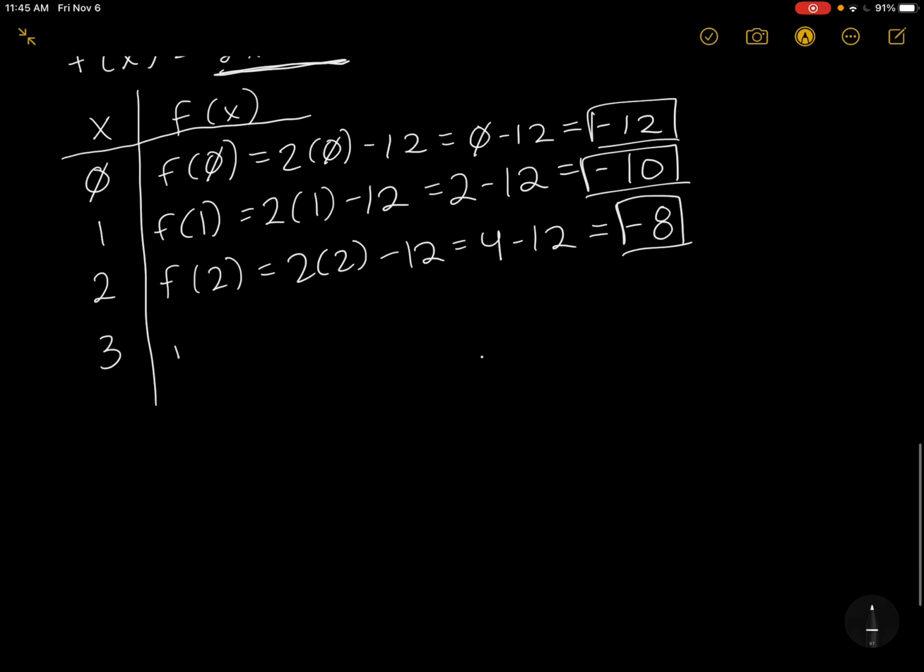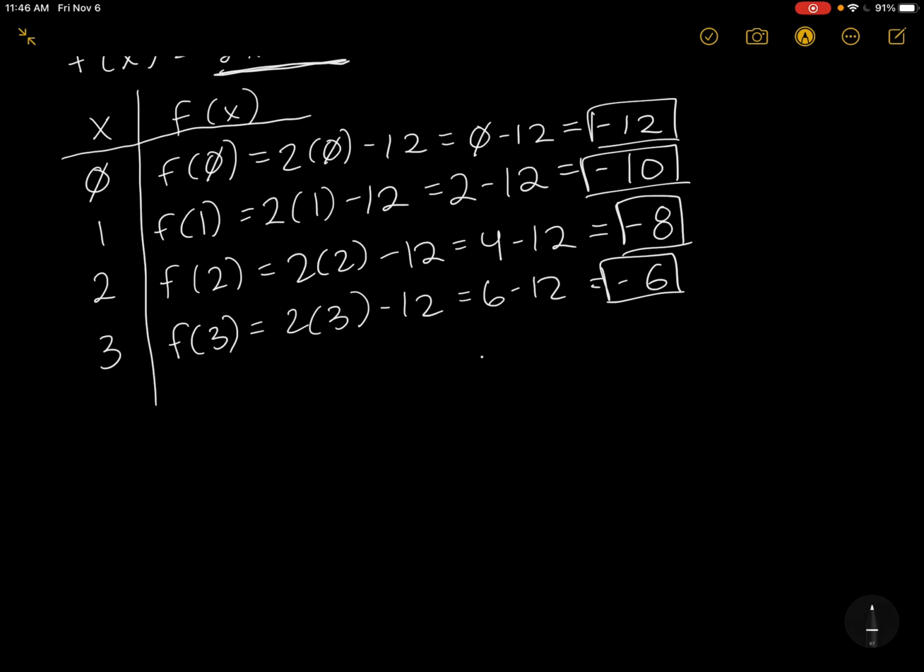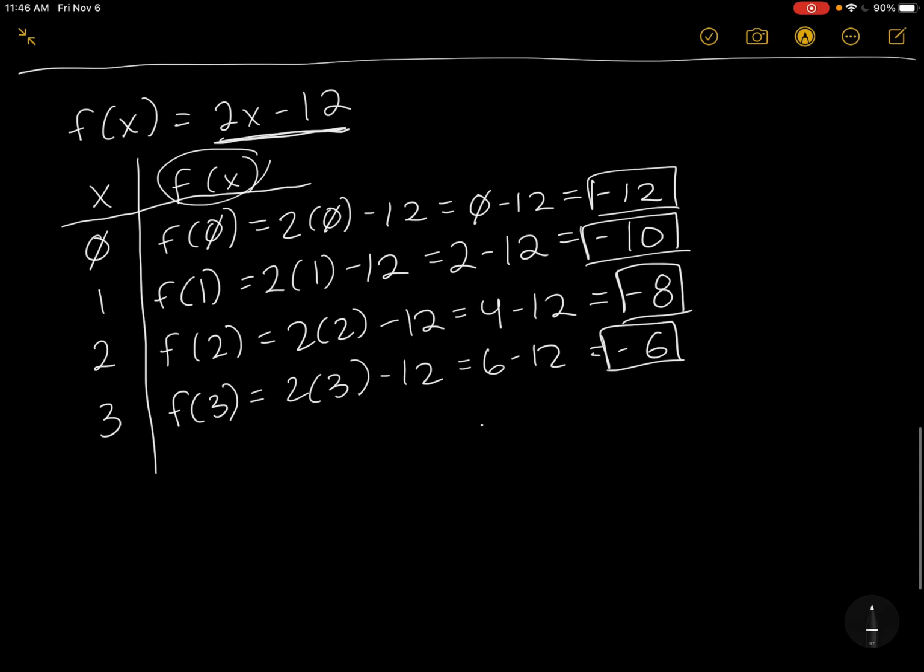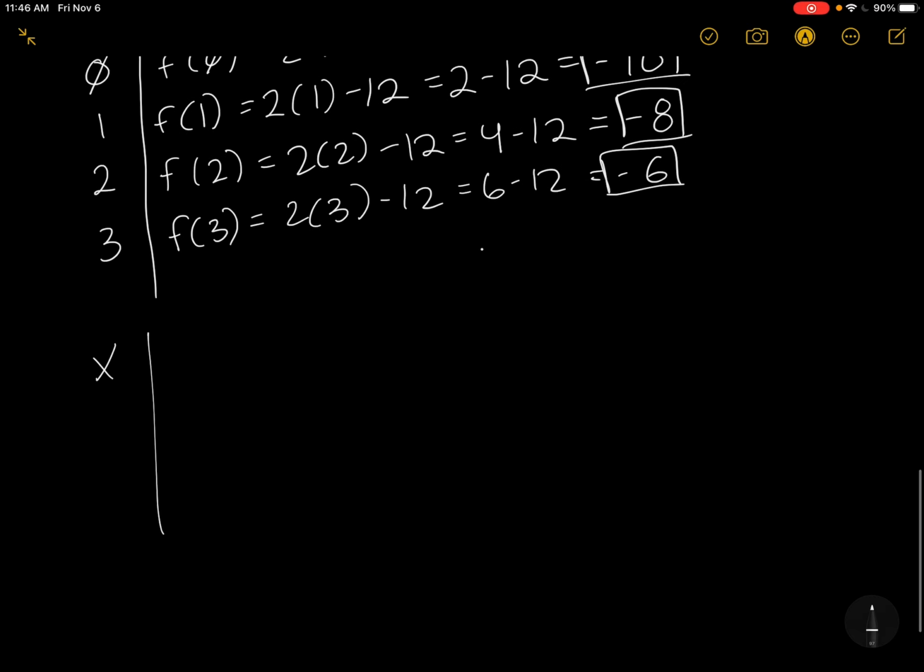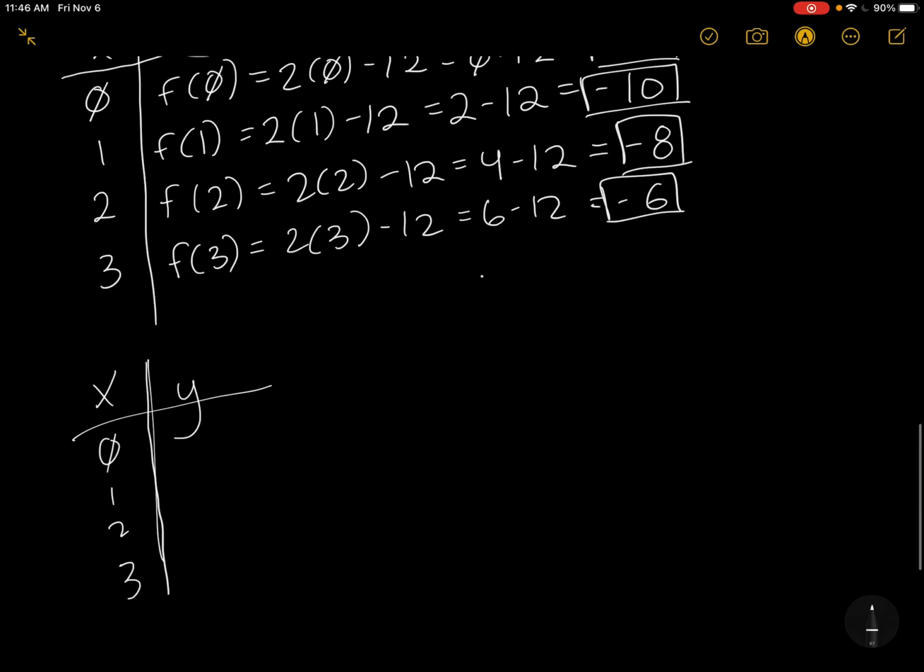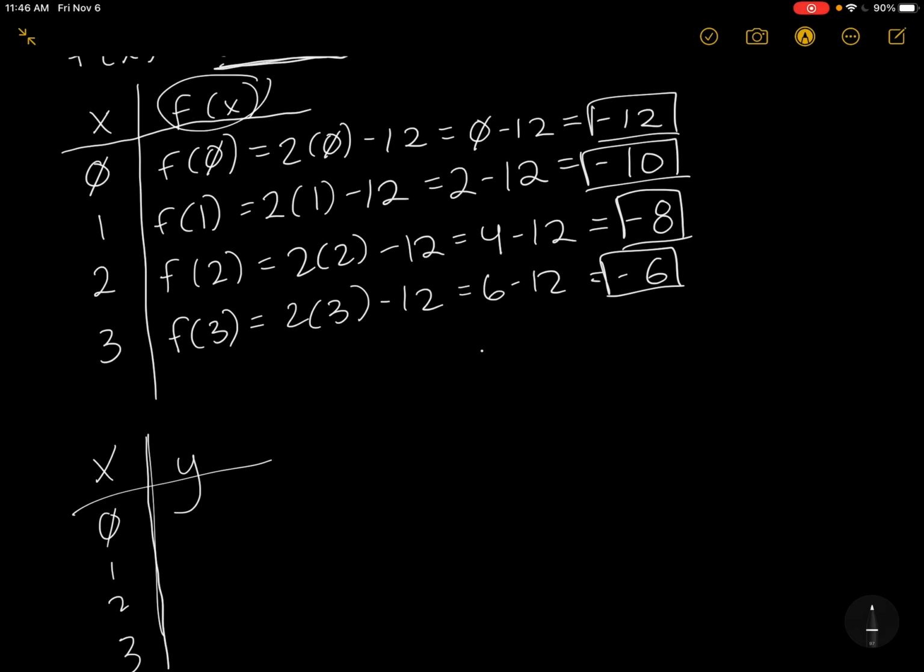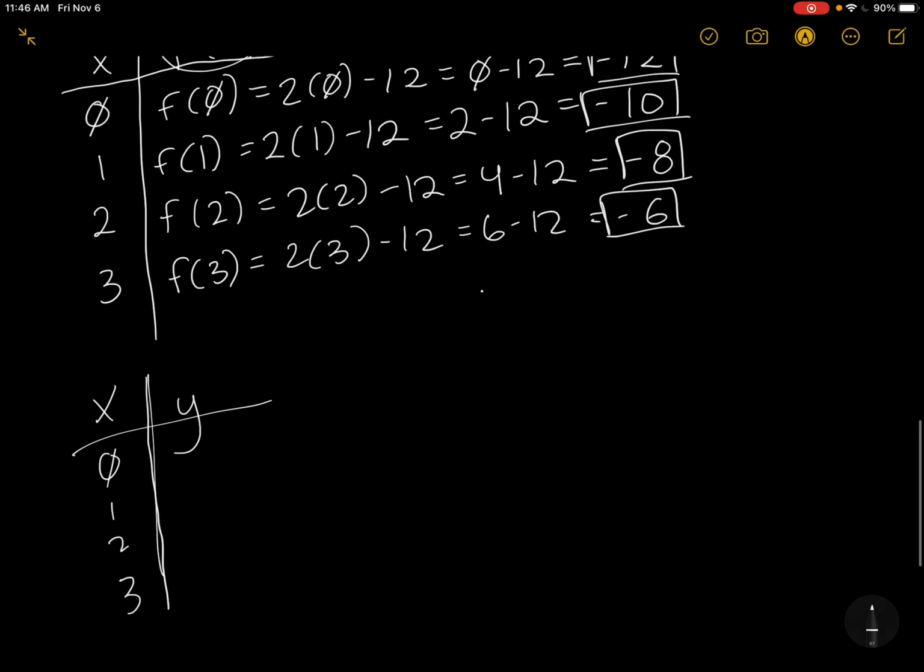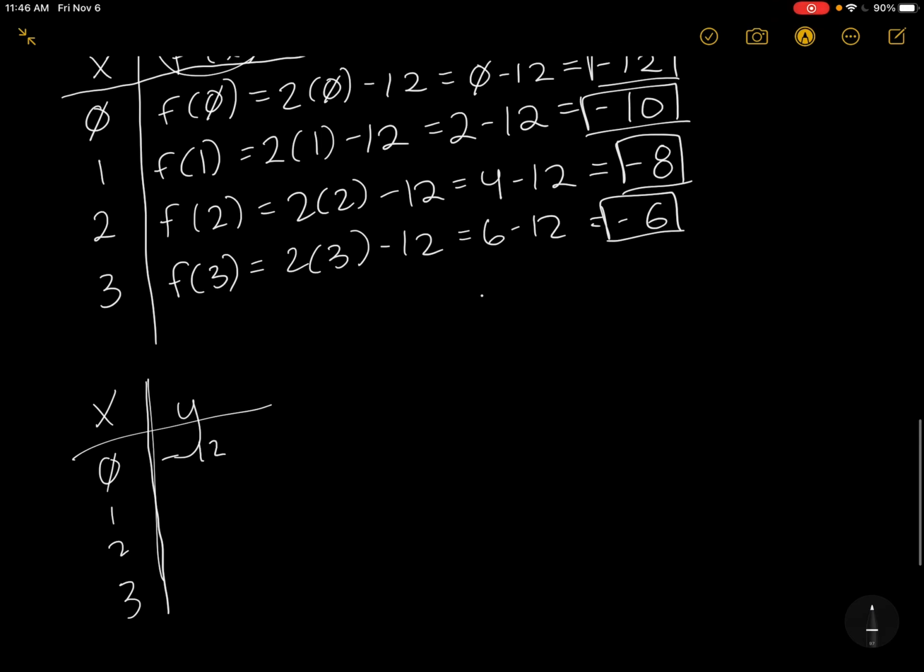6 minus 12 equals... Okay, so that's it in table form. When we do graphing, instead of writing f of x, you're going to write y. But it's the same concept. You'll just plug in values and then you plug the x into the equation and you solve for y, or you solve for f of x, right? F of x and y, pretty much the same thing, right? So then if we're using the same equation, we'll get all the same answers.